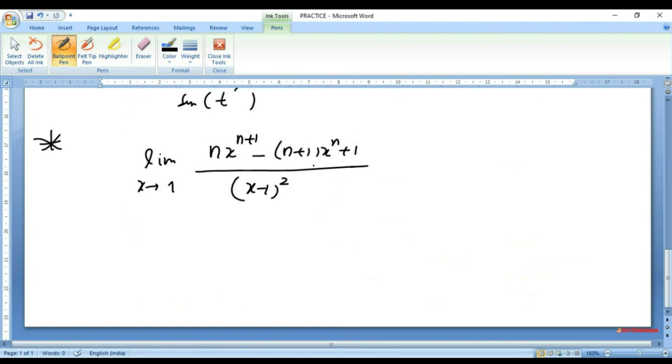So they are both polynomials, the numerator a polynomial of degree n plus 1, and the denominator of degree 2. Now this tells you that we expect that the numerator, which is n times x to the n plus 1 minus (n plus 1) times x to the n plus 1, we can write as (x minus 1) squared times some expression. And then we can take the limit because this (x minus 1) whole squared will cancel from both numerator and denominator, and we will be evaluating some other expression. So let's try to do it two ways. So this is the first solution.